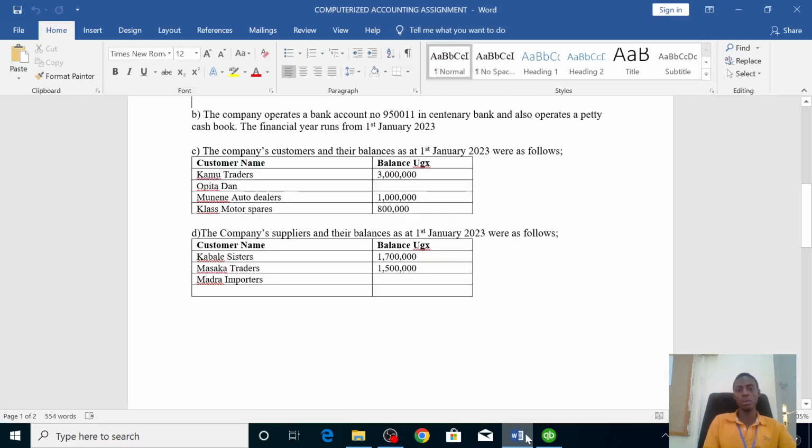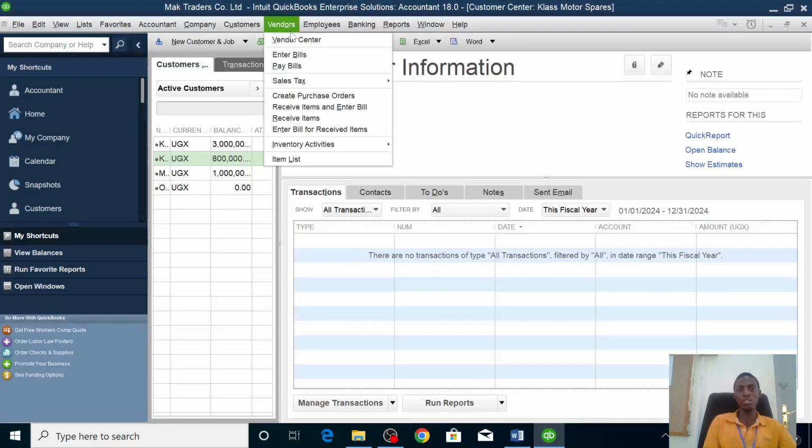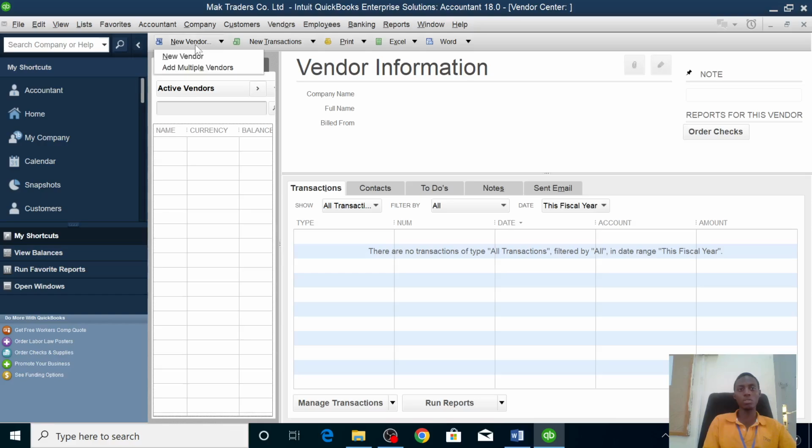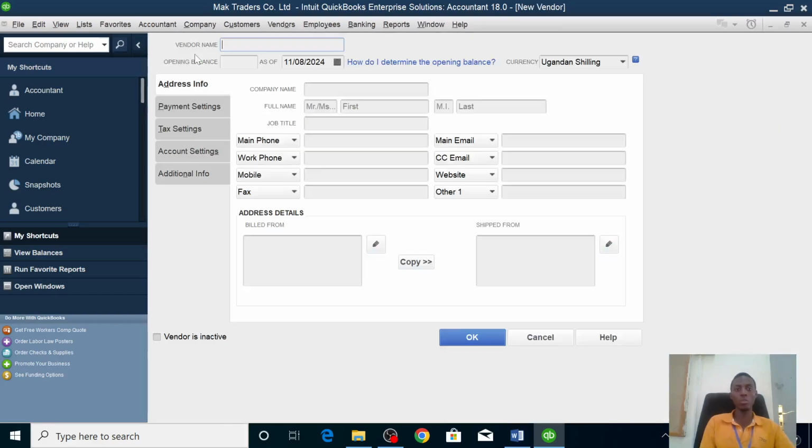I also have suppliers, same as vendors: Kabare Sisters, Masaka Traders, and Madra Importers. Come to vendors, to vendor center. So I can input my vendors, come to new vendor, select a new vendor. First, I have Kabare Sisters. Opening balance of 1.7 million. The date is as of 1st January 2023.